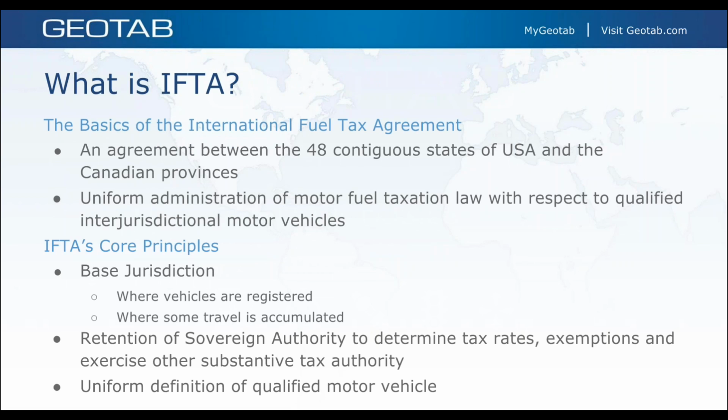So to begin with, let's look at what is IFTA, just some basics of the International Fuel Tax Agreement. In general, IFTA is an agreement between the 48 contiguous states of the U.S., just meaning all the ones that are together, so not Hawaii, not Alaska, and then also the Canadian provinces. The purpose of this was to enact some kind of uniform administration to monitor fuel taxation and distribute taxes among the states for those vehicles which are qualified for interjurisdictional travel.